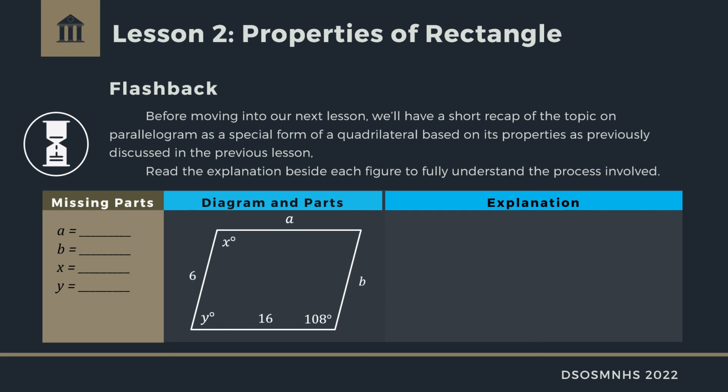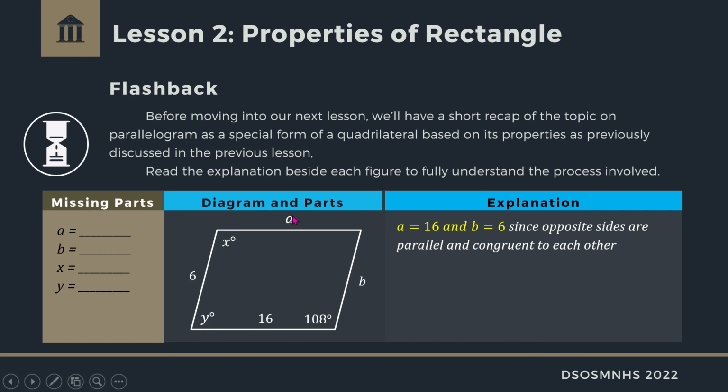Okay. A is a side, B is also a side, X is an angle, Y is also an angle. So A is 16. The opposite of side A is 16, so therefore A is 16. The opposite of side B is 6, so B is 6 since opposite sides are parallel and congruent to each other. X is 108 degrees since opposite angles are congruent. It is the same as its opposite, 108 degrees.